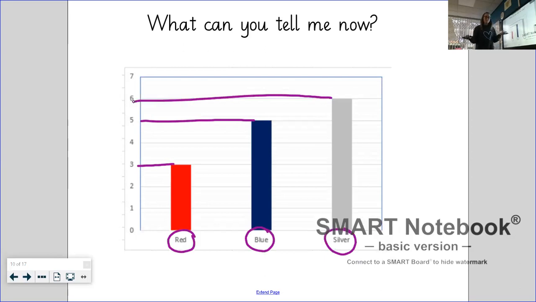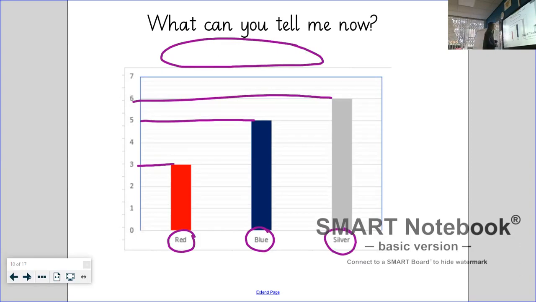But what could it mean? Red what? Is it cars? Is it favourite colour? Is it hair colour? Is it colour of your shoes? Colour of your socks? Who knows? And the problem we've got is that the title is missing. So we might have some labels, but we've not really got much else going. So let's keep it going now.